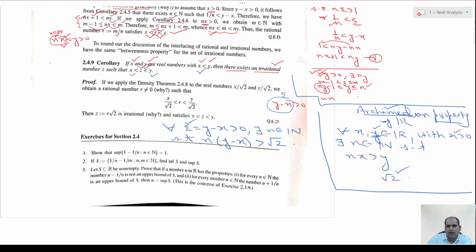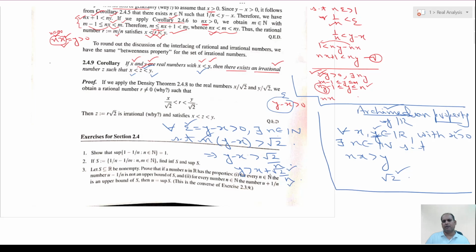So this is the idea here, and using this, I have y minus x strictly greater than root 2 upon n, or I can also express it as y greater than x plus root 2 by n, because root 2 is positive and n is positive.